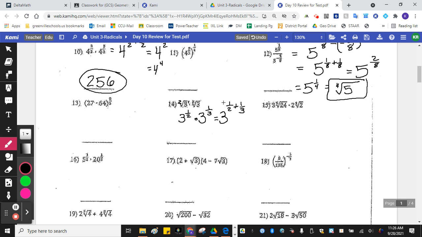1/2 plus 1/3 I can't do because I need common denominators. You can put 1/2 plus 1/3 in your calculator, or you can get common denominators of 6. So you'll get 5/6.